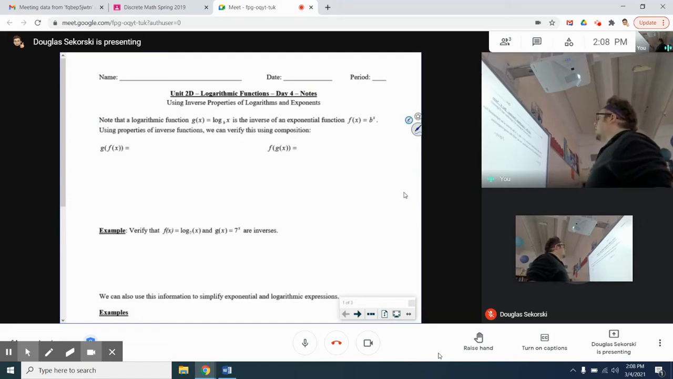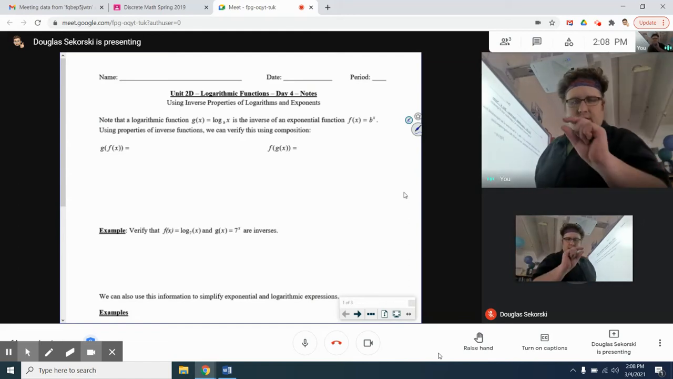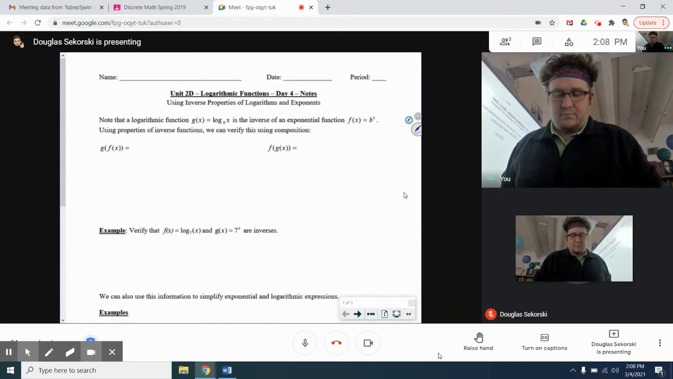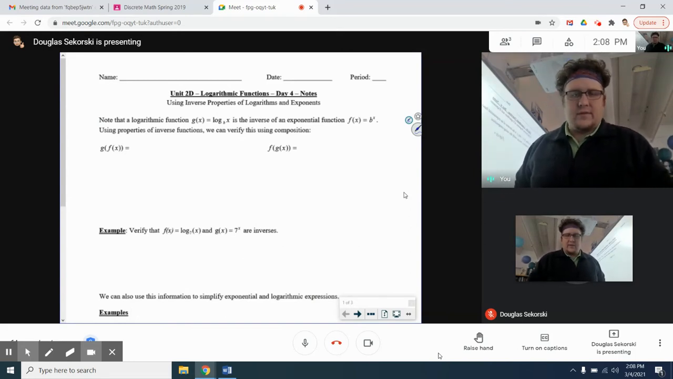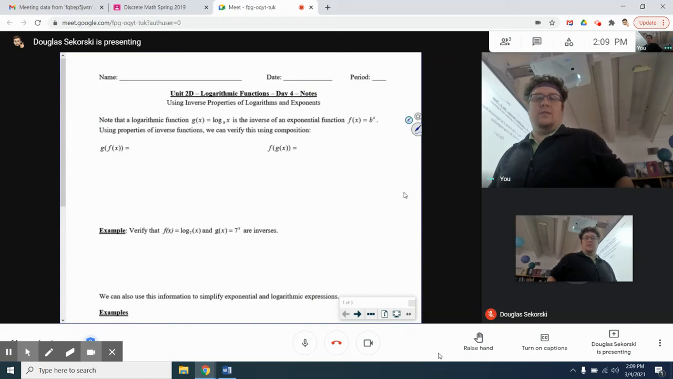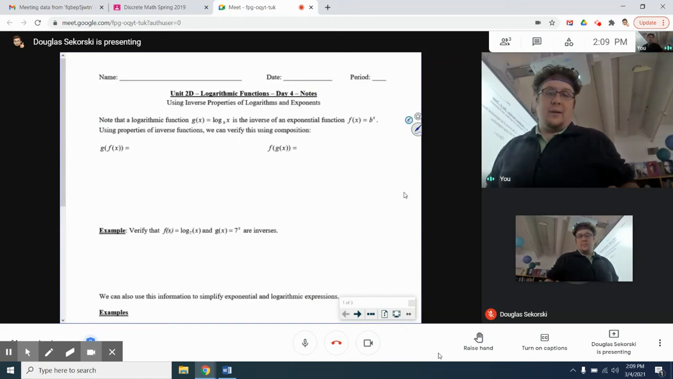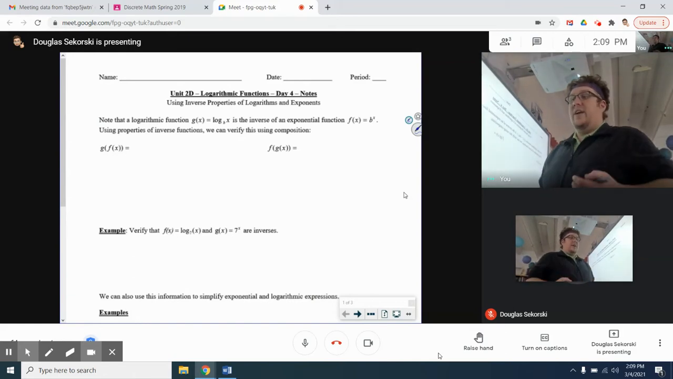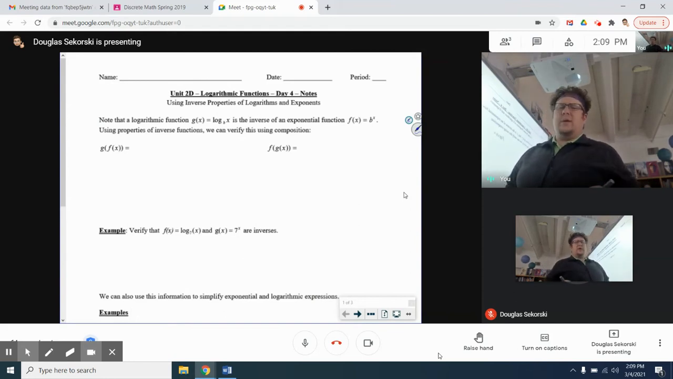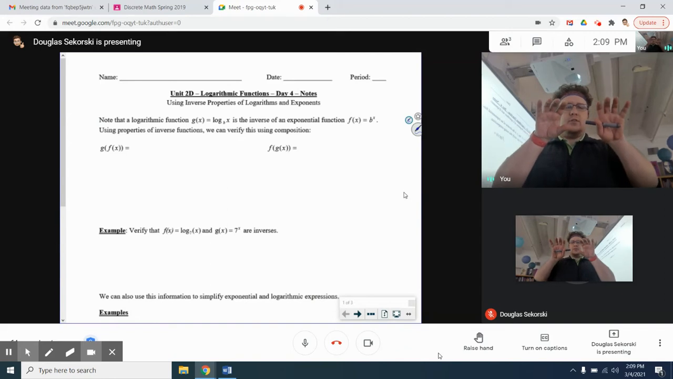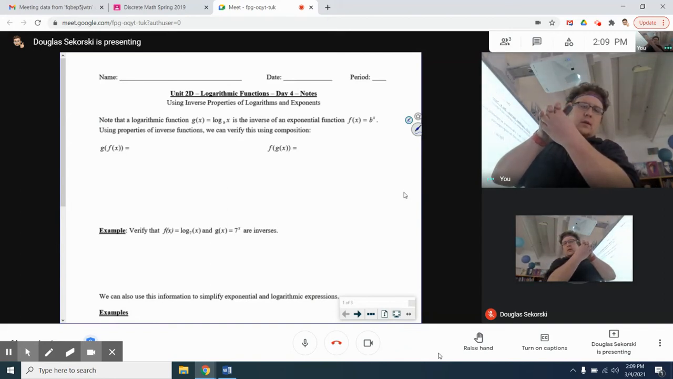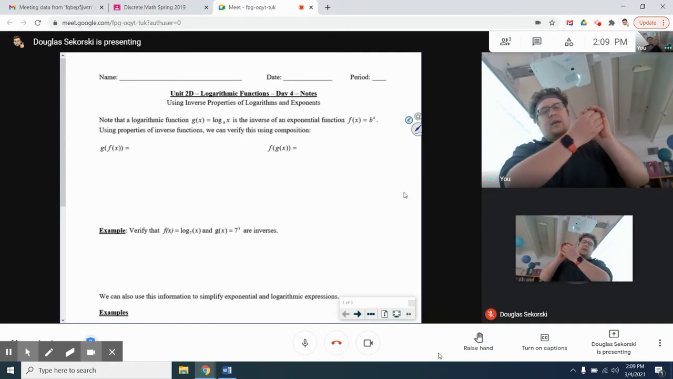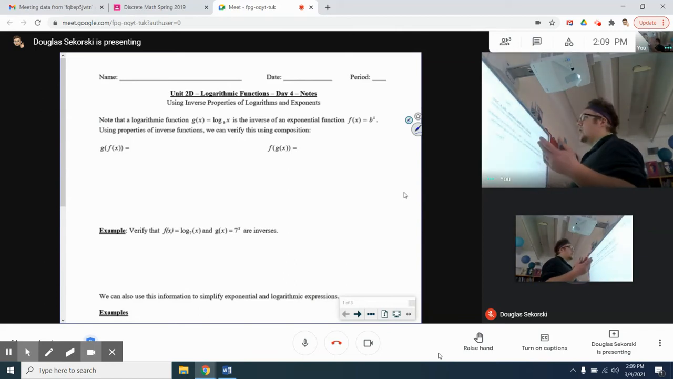It says, note that a logarithmic function g of x, log base b of x, is the inverse of an exponential function f of x, b to the x. They want us to use properties of inverse functions and logarithms to verify that these are inverses using composition. If you remember from last time, to verify inverses we take one of the functions and plug it into the other. If that equals x, then we also take this function, put it inside, and if that ends up equaling x, then we know that those two are inverses.